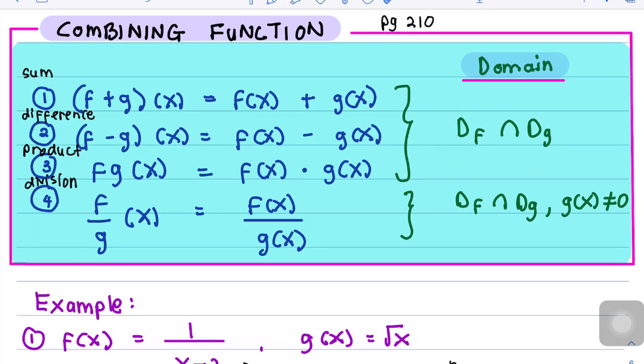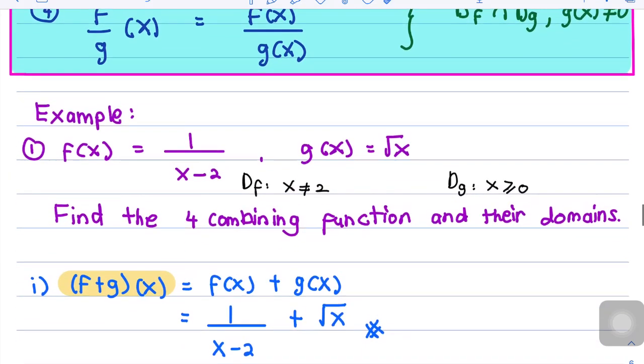But the domain for the division, still you have Df intersect Dg, but with consideration of the denominator, which is your g(x) cannot be 0, because any number divided by 0 is undefined. So that's why you have to consider your denominator cannot be 0. So this is the concept of combining function. Okay, let's try the example.